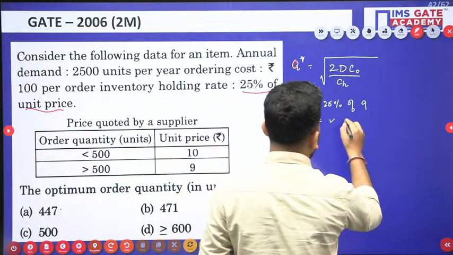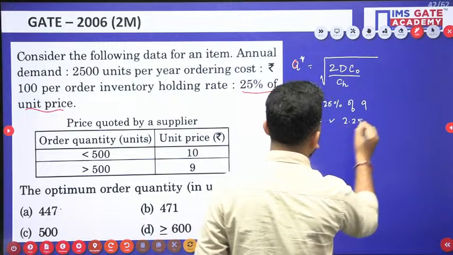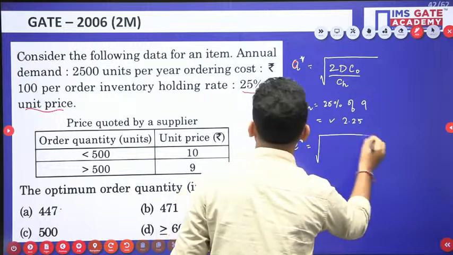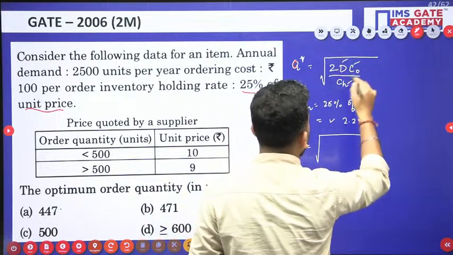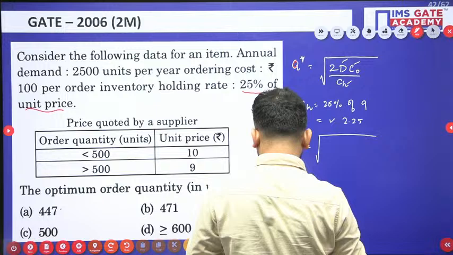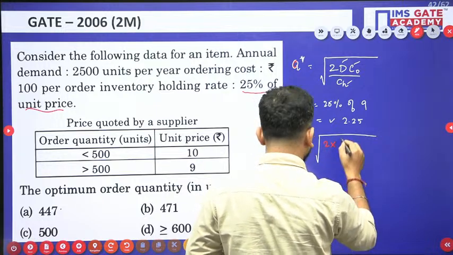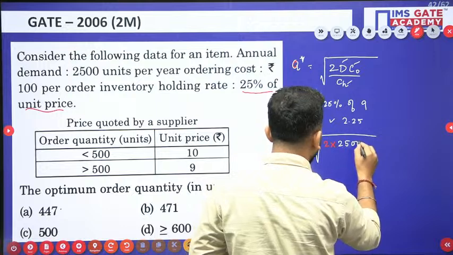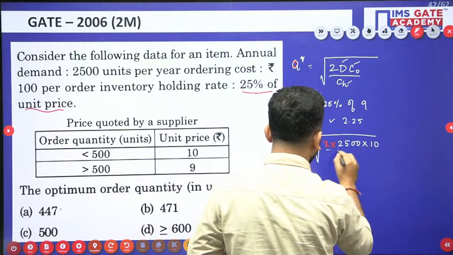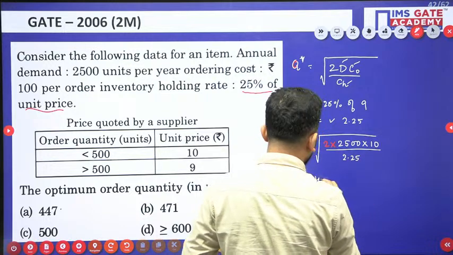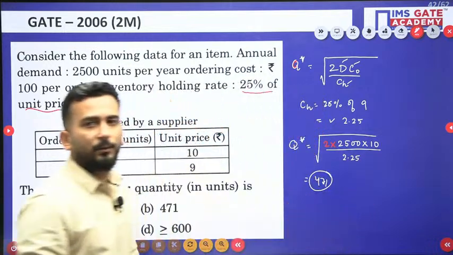2.25. So you will find the Q star. All the data is given, all the D, C naught, CH, everything is given, and after you substitute, you are getting Q star as 471.